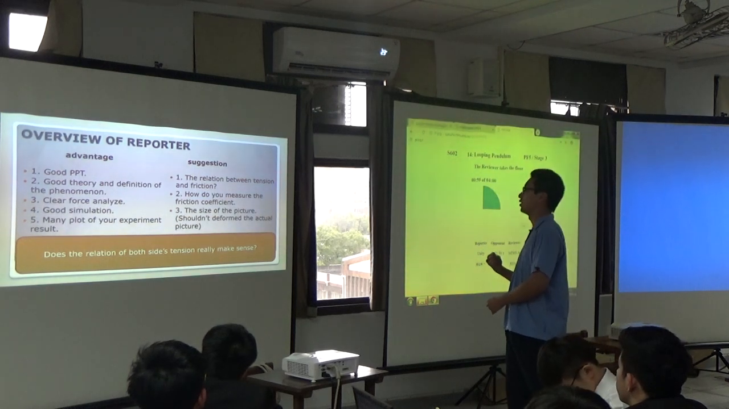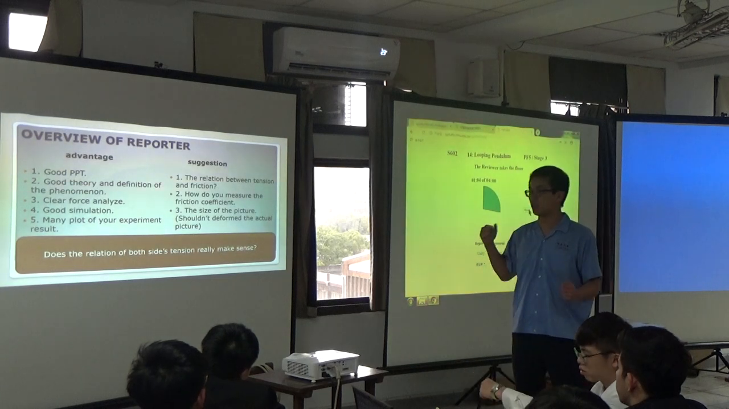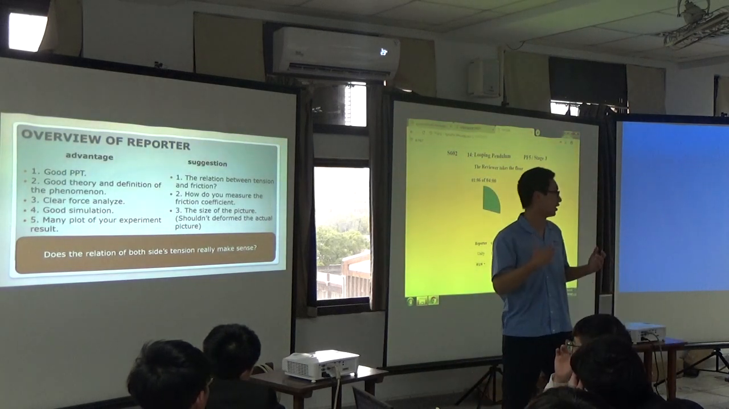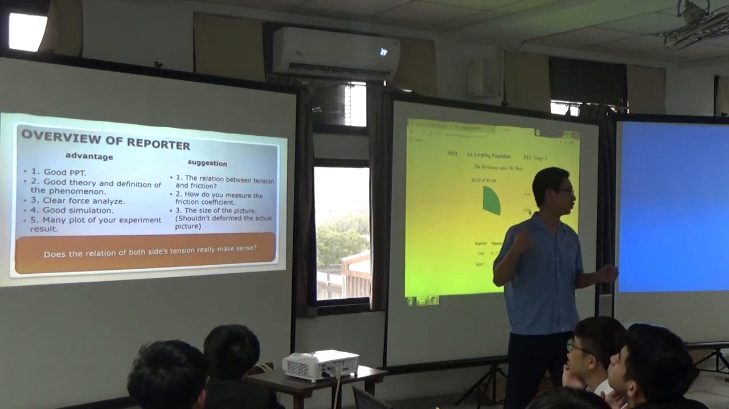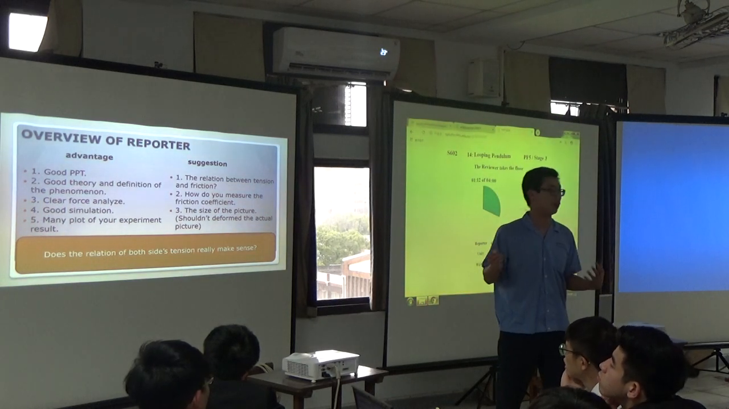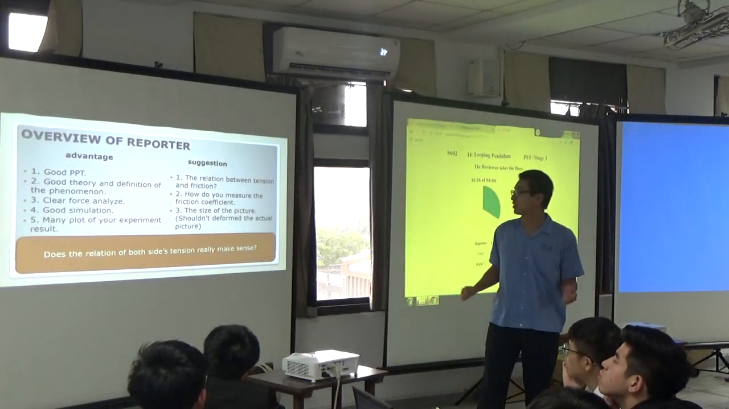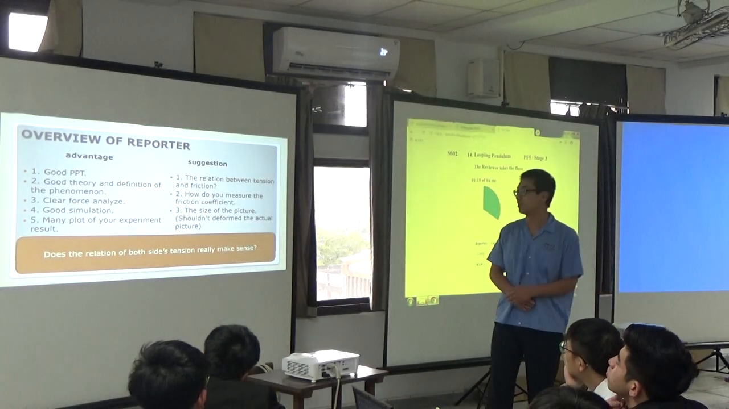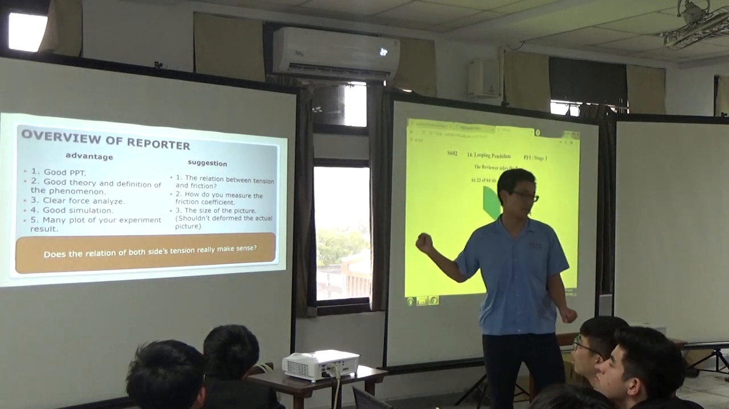The relationship between the tension and friction. I think there's a little bit that you didn't clarify. And how do you measure the friction coefficient? You didn't tell us in your report. And for the size of the picture, you need to make sure that you don't deform the actual picture. And does the relation of the tension on both sides really make sense? This is the question.